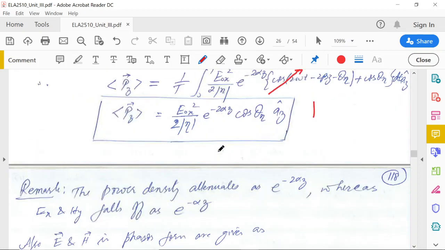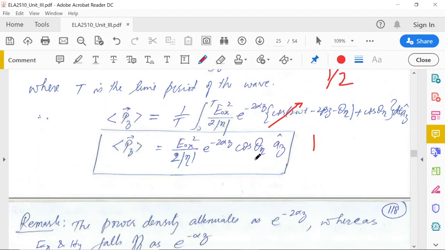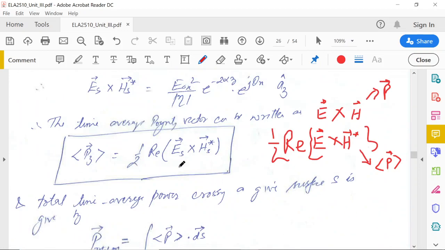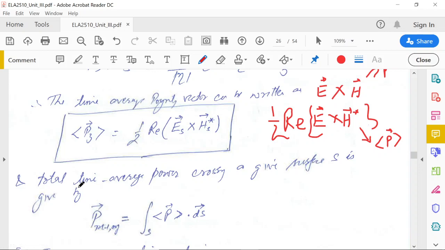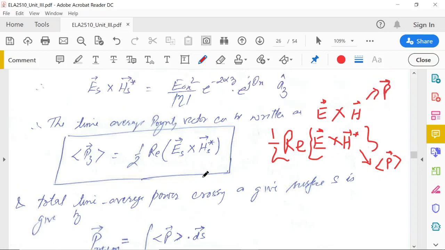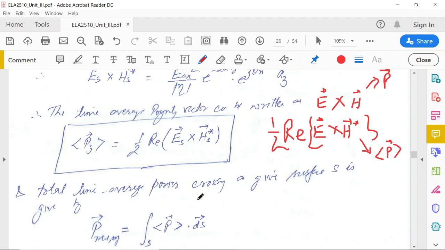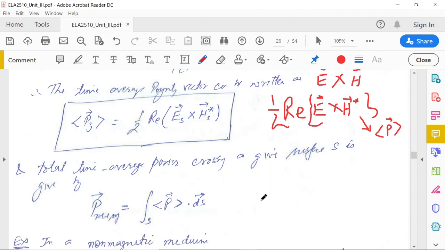This is the expression for the uniform plane wave, whereas this is the general expression. Both E cross H and this one can be applied for any type of EM waves. So this you have to remember as a special case. Now to find the total average power, because P is the power density, we have to integrate over the whole surface where we want to find this one.